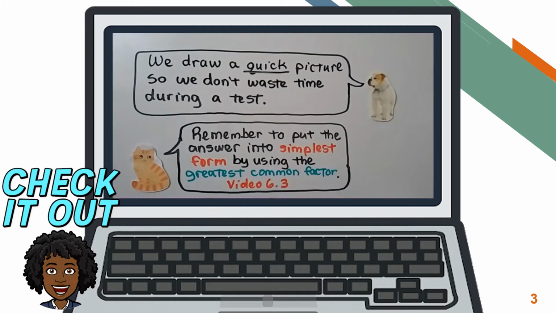We draw a quick picture, a fast picture, so we don't waste time during a test. You don't want to waste all your time making a very detailed, fancy picture and not have time to do the last few problems on your test. And remember to put the answer into simplest form by using the greatest common factor. We learned how to do that in video 6.3, and that's linked in the description.